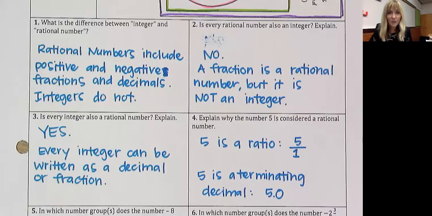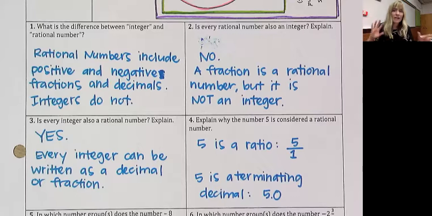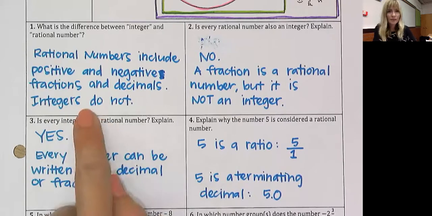Okay, let's see how we did. And you're welcome to change things, add things. If you worded things a little differently than me, that's totally fine. So question number 1, you can't read this. What is the difference between integer and rational number?